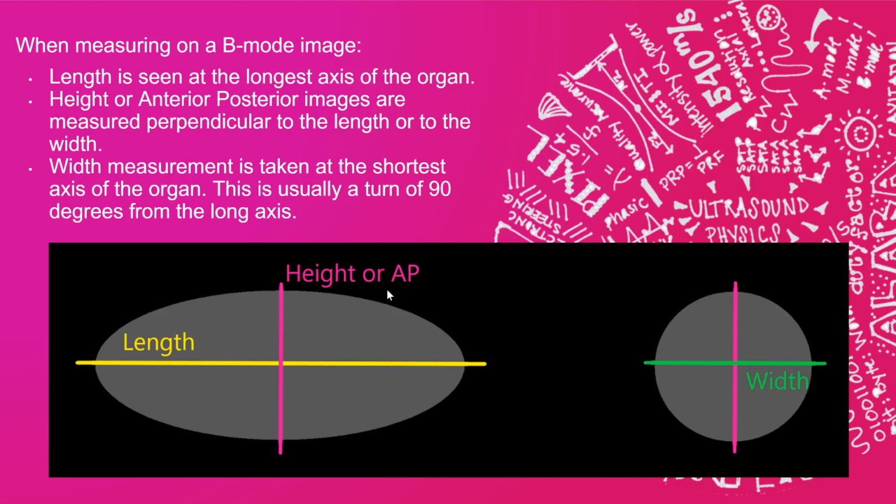Height then is going to be perpendicular to that, measuring from the anterior to the posterior aspect. So sometimes height is referred to as the AP measurement. Width then is going to be on the shortest axis of the organ, typically 90 degrees from the long axis. And then on ultrasound, standard practice is to measure horizontally across the screen. We can also do AP in the horizontal axis, again 90 degrees to it.